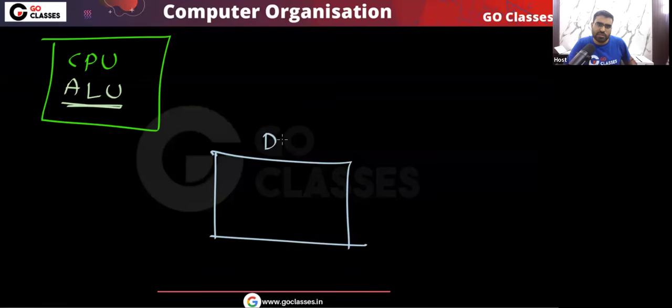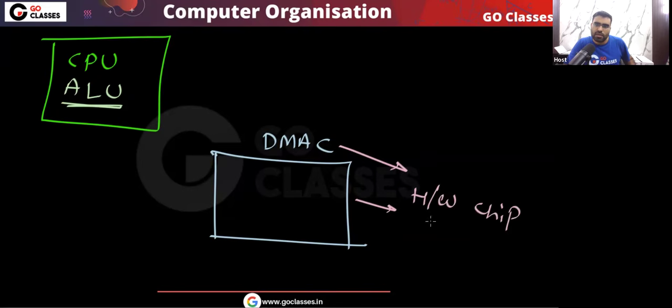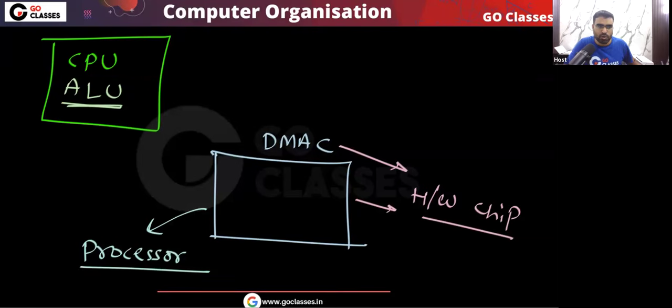But remember, this DMA controller is also hardware. This is a hardware chip, I can say. Let me tell you, this itself is a mini processor. You can consider this as a small processor. But remember, it is not as powerful as the CPU, because the CPU can do arithmetic operations and logical operations, but this DMA controller cannot do arithmetic and logical operations. This is a processor only for data transfer, meaning it can only do data transfer.